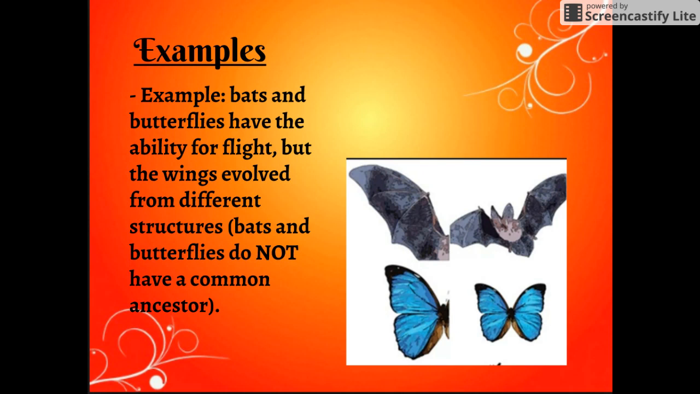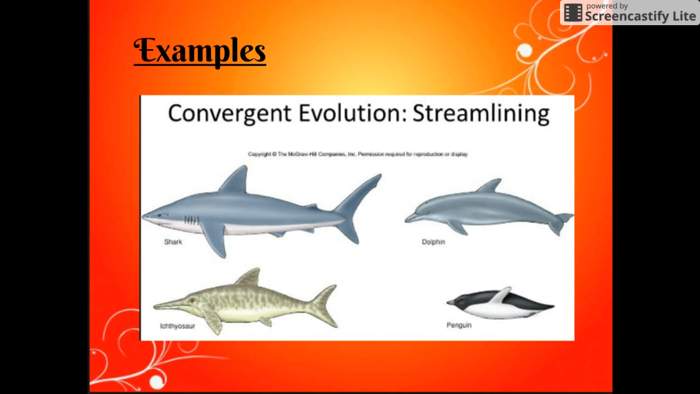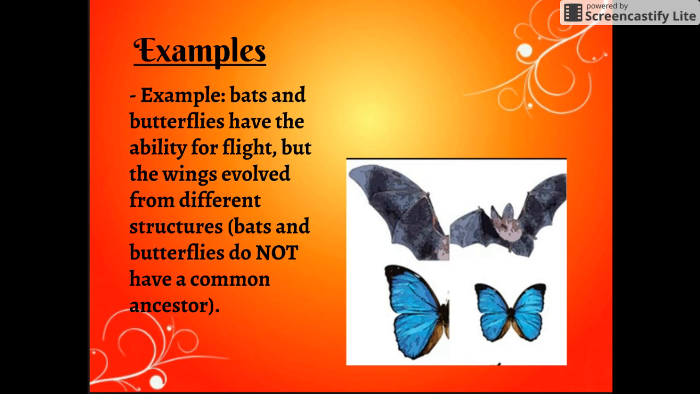This is now Evolution Notes Part 2. So we were talking about convergent evolution. We went over streamlining, and now we're looking at bats and butterflies that are absolutely positively not related. Butterflies are insects, bats are mammals, and they both have adapted wings, the ability for flight, but the wings evolved from different structures. So these are convergent evolution because these two things are not related and they come together in their evolution because of certain environments.